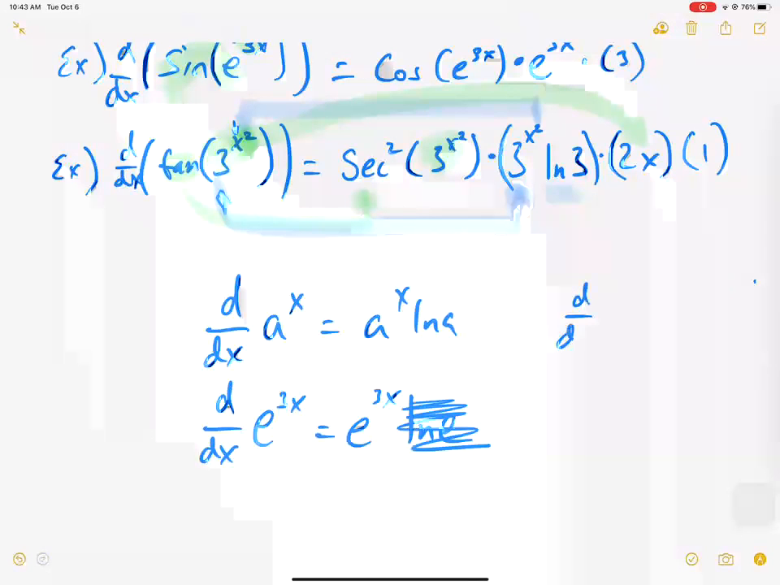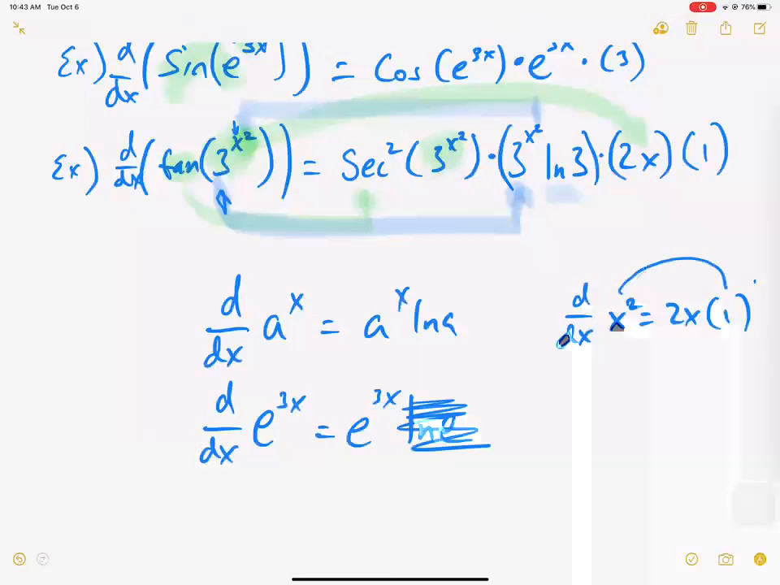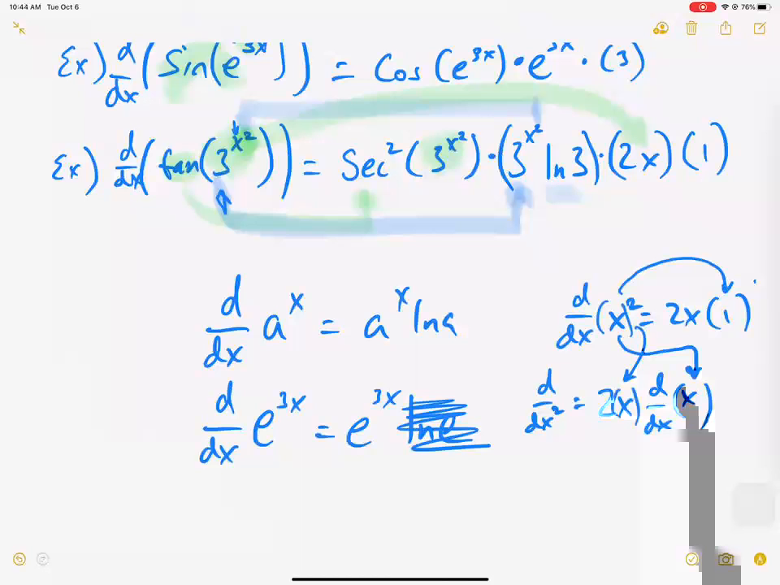It's like we write d over dx of x squared. It's just 2x. But really, you should be writing that because the derivative of x is 1. The long way of writing this is d over dx of x squared is 2x times d over dx of x, because that's the chain rule. It's the derivative of the outside, leave the inside alone, multiply by the derivative of the inside. Okay. All right. Let me pause here.